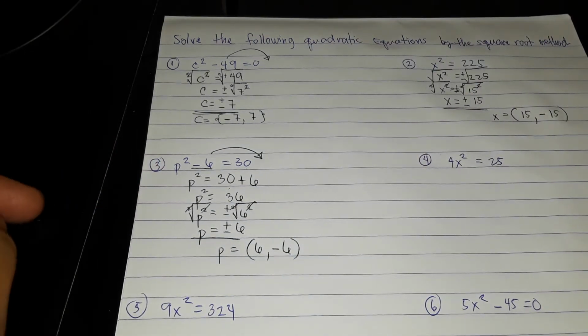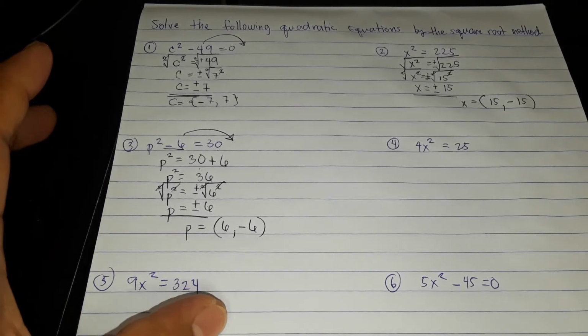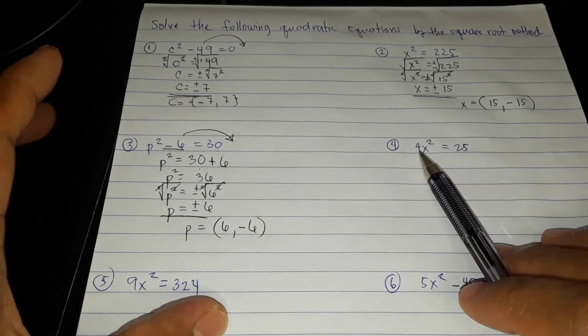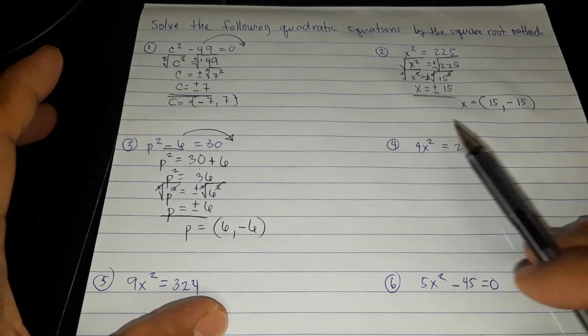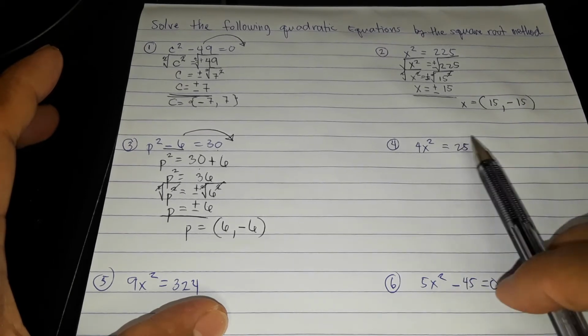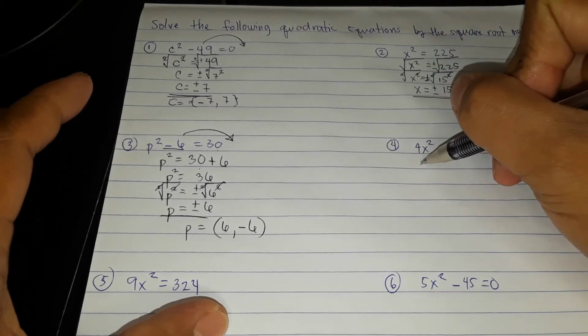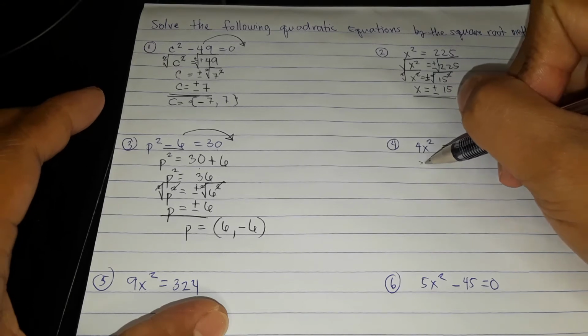Nakuha? Madali lang, di ba? Okay, next. Number 4. Paano kaya ito? May number sa tabi ni x. Since 4 is a perfect square, okay lang siya. Okay? So, anong gagawin? Extracting the square, maglagay lang tayo ng squared.